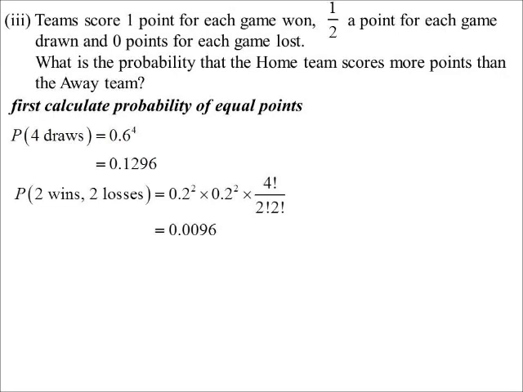How else could we get the same? 2 wins, 2 losses. Remember, the probability of win was the same as probability of a loss. So 2 wins, 2 losses. 0.2 squared times 0.2 squared. But you'll notice I've multiplied it by 4 factorial over 2 factorial, 2 factorial. Because it might go win, win, loss, loss. But it might go win, loss, win, loss. It might go loss, loss, win, win. So it's like saying, how many ways can I arrange the letters W, W, L and L? Well, that's the same as our word questions. So it'd be 4 factorial divided by the repetition. And each one of those would have the probability of 0.2 squared times 0.2 squared. So we get 0.0096.